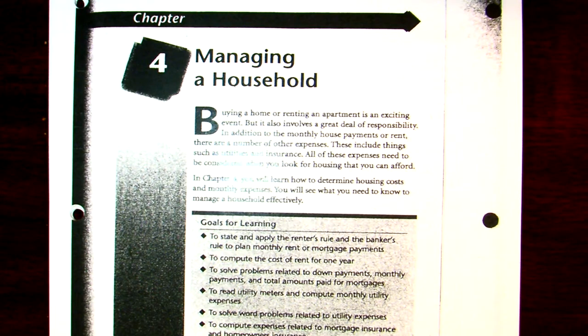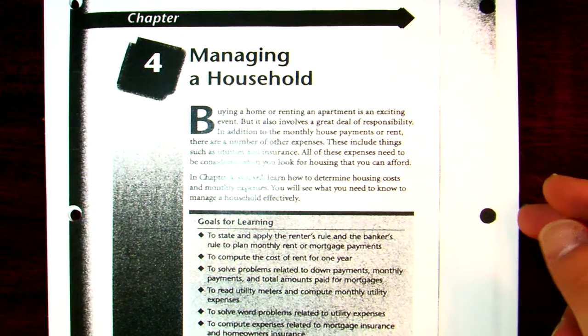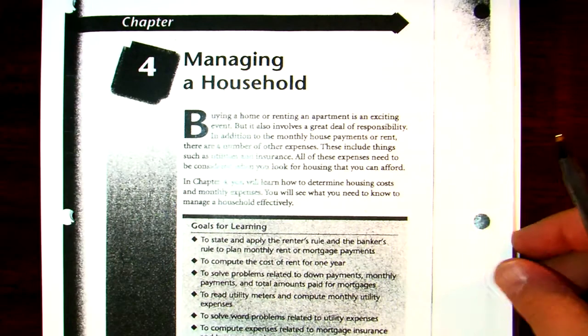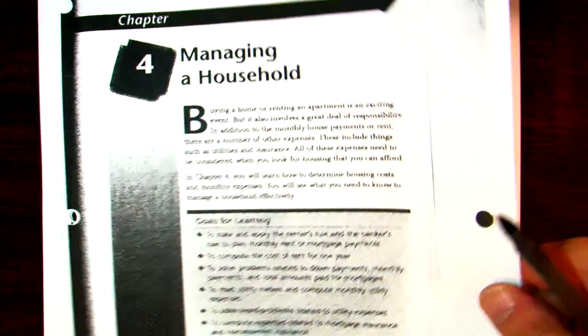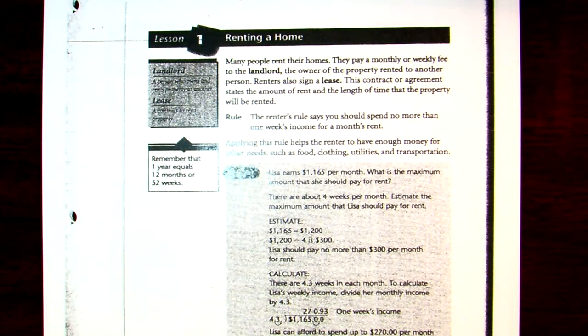Hey guys, chapter 4 here, managing a household. The first lesson of chapter 4 is the renter's rule. The renter's rule basically states that you should not spend more than a week's salary on your rent. And that helps you budget and so forth.